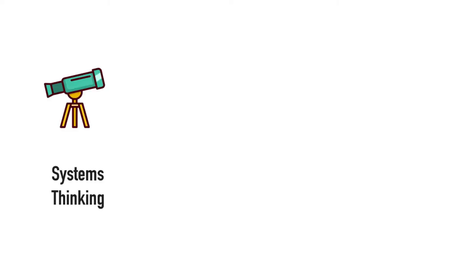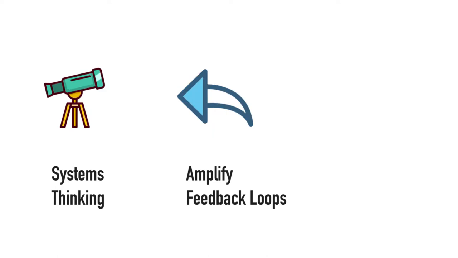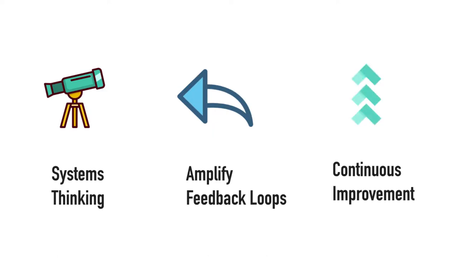Now, talking about principles, there are three key principles that we talk about when it comes to DevOps. One is systems thinking. Second is amplifying feedback loops. Third is continuous improvement. I'm mainly going to focus on systems thinking and amplifying feedback loops here.